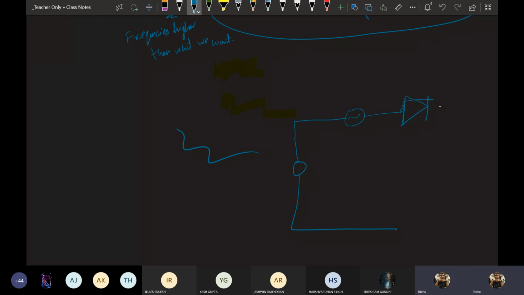This and this m(t) cos, and you pass it through a bandpass filter and you get the generated signal. So we are running out of time. So we'll stop here and continue on Monday.